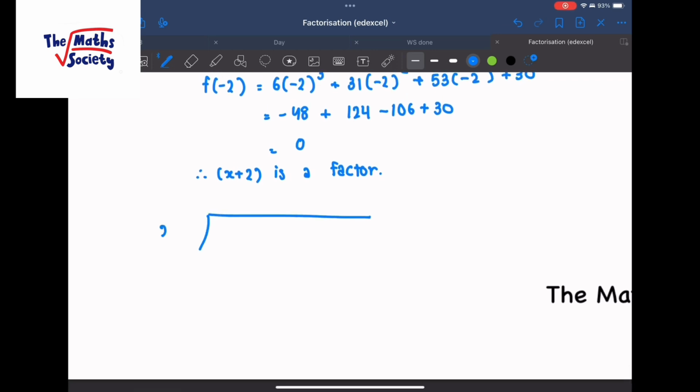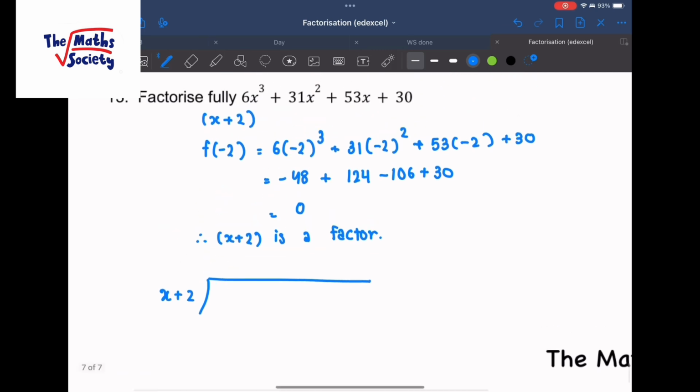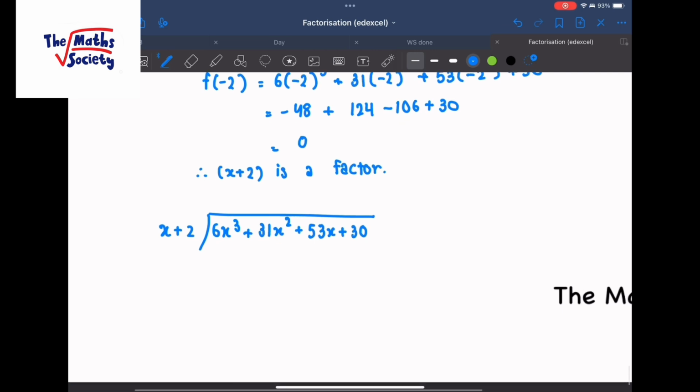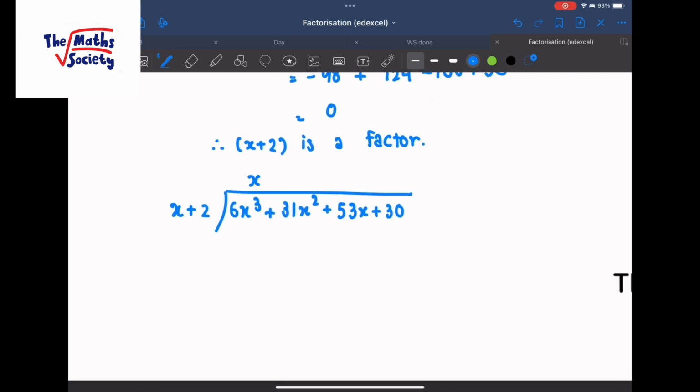And then we can use long division to find out the other factor. So we know that it will be x plus 2, and the other one is 6x cubed plus 31x squared plus 53x plus 30. So we're going to use this as a long division. We have x plus 2, so that is going to be 6x squared. So you'll have 6x squared times 2, so that's going to result in 12x squared. And it'll be 31 minus 12, that's going to be 19x squared.